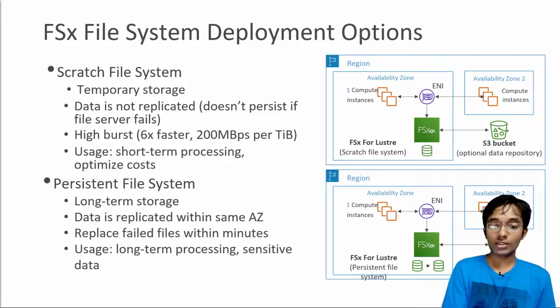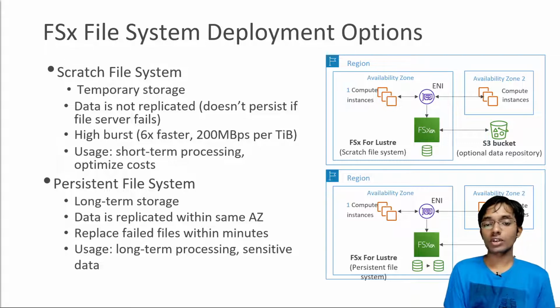Okay, but thanks to this optimization we get really high burst. So we get 6 times the performance of a persistent file system, and you get, for example, 200 megabytes per second per terabyte of throughput. So it's actually really big. The use case of a scratch file system is short-term processing of data, where you want to optimize your cost by not having data replicated.